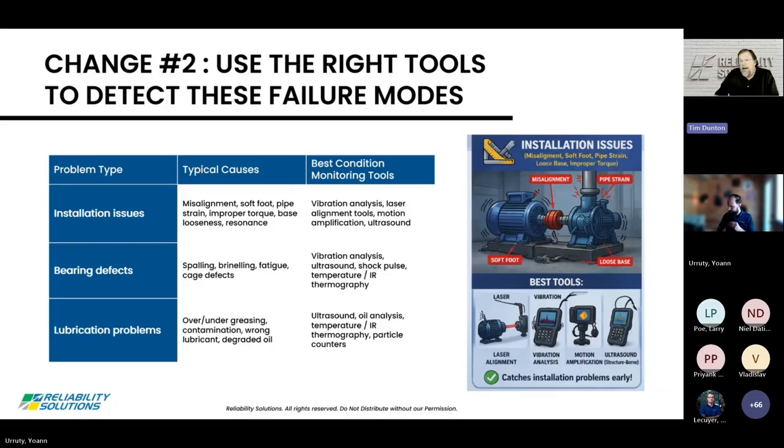Laser alignment tools are great. Don't get me wrong, I'm not a Luddite. I absolutely love lasers. We have all the different types in our systems. However, I can still do it with dials if I need to.